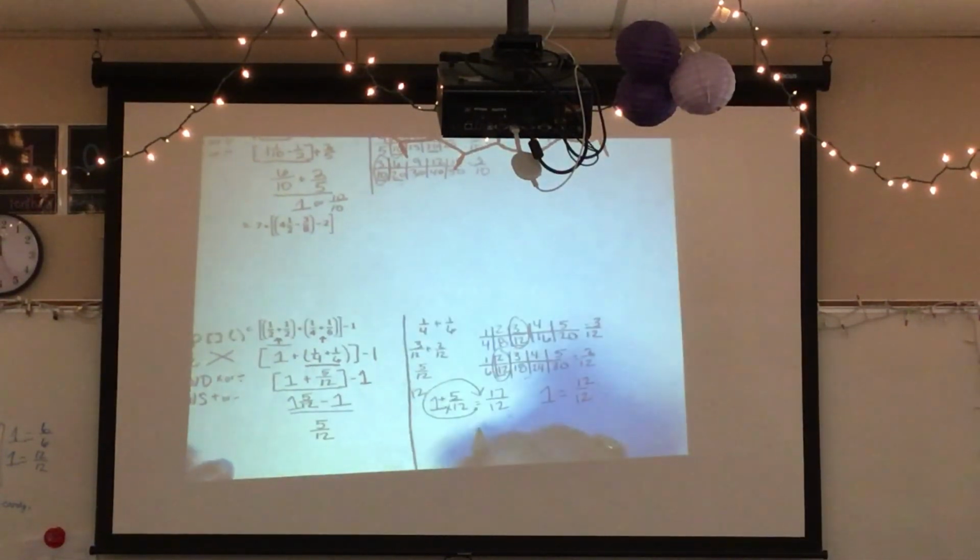So now I have 17 twelfths minus 12 twelfths to give me 5 twelfths.